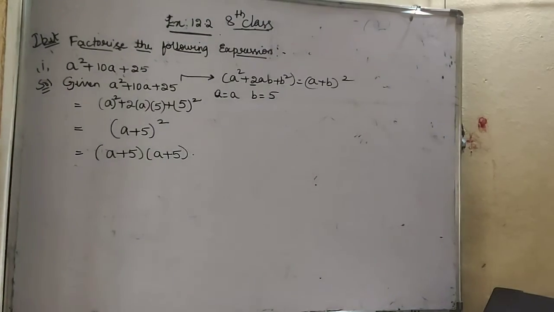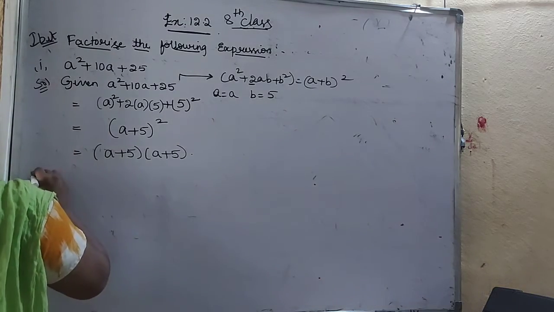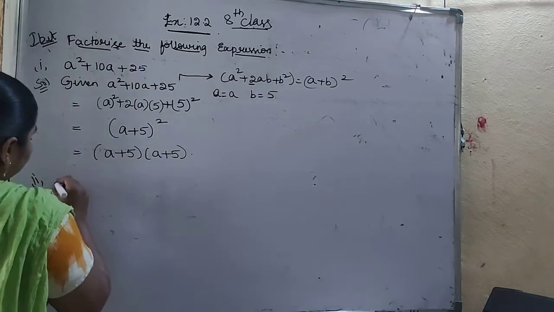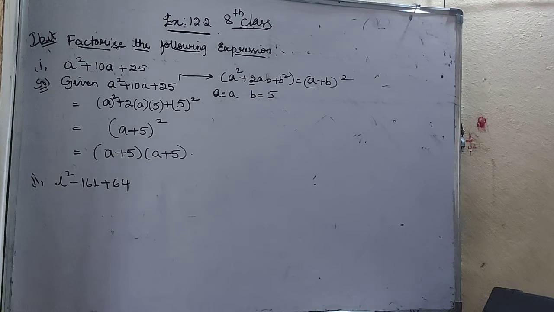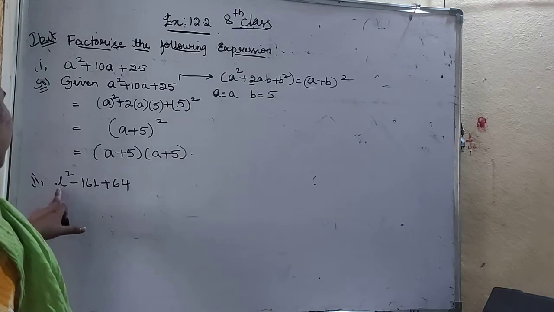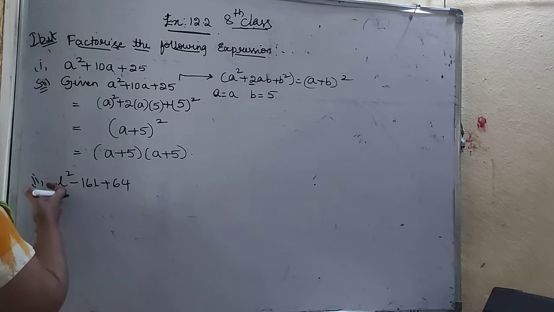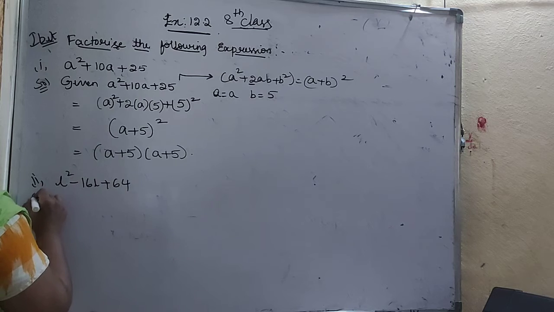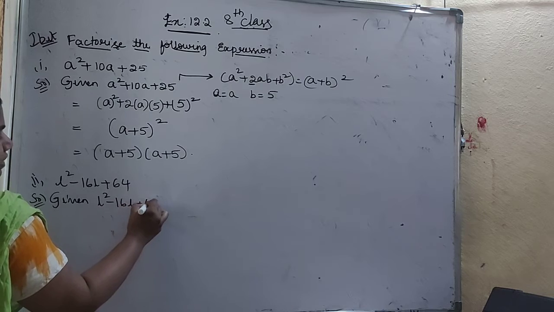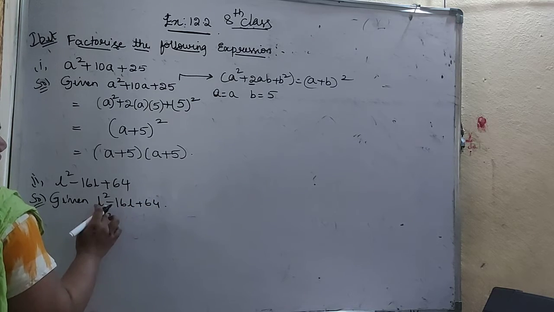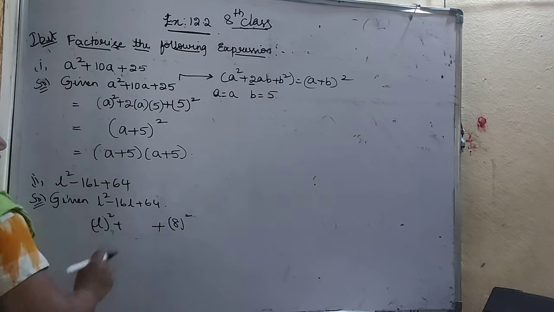Second one is L square minus 16L plus 64. Again we can apply the identity, because our first term and last term are in the form of squares. 64 can be written as 8 square, and already it is L square. So both are in the form of squares, so we can apply the identity. Given L square minus 16L plus 64, we can write it as L whole square plus 64 written as 8 square. Now this middle term we have to split.